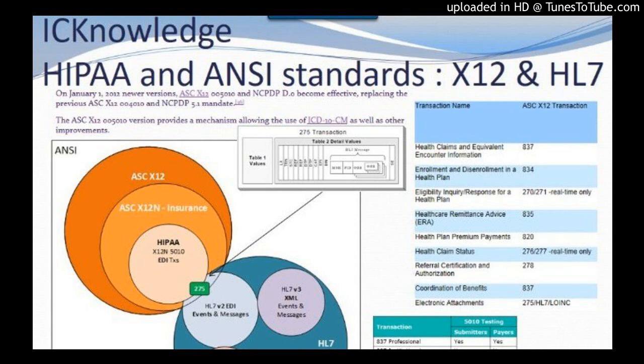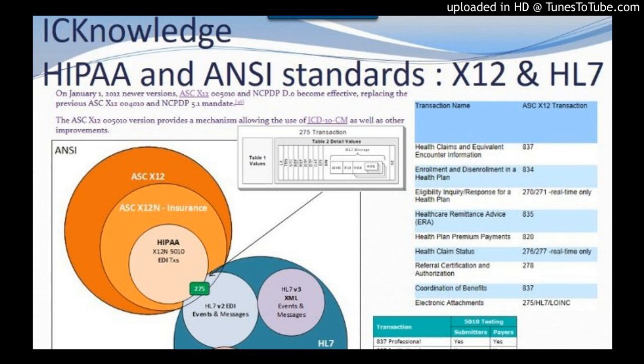Who must comply with the security rule? All HIPAA-covered entities and business associates of covered entities must comply with the security rule requirements. Find out if you are a covered entity. The security rule applies only to electronic protected health information, ePHI.